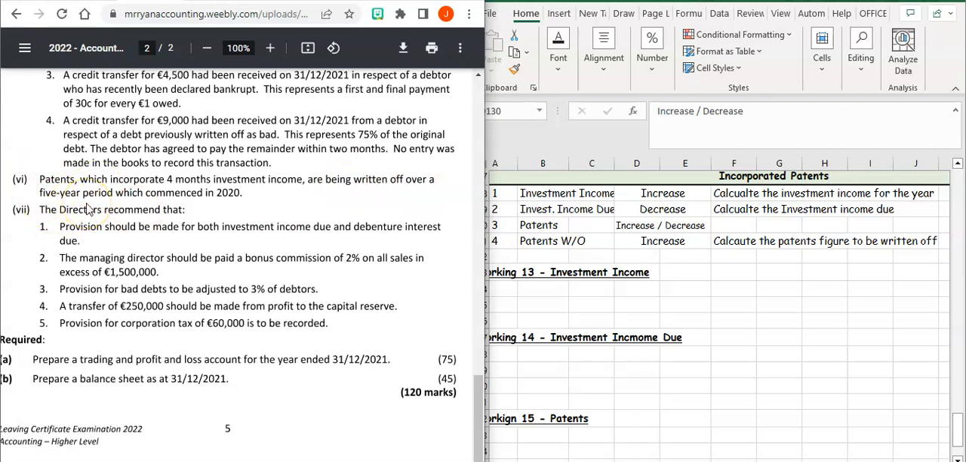So when we come to find out how much is supposed to be written off each year, we're going to divide by 4 instead of 5. So anything to do with this patents adjustment, and if it's incorporated investment income, what I like to do is follow 4 steps.